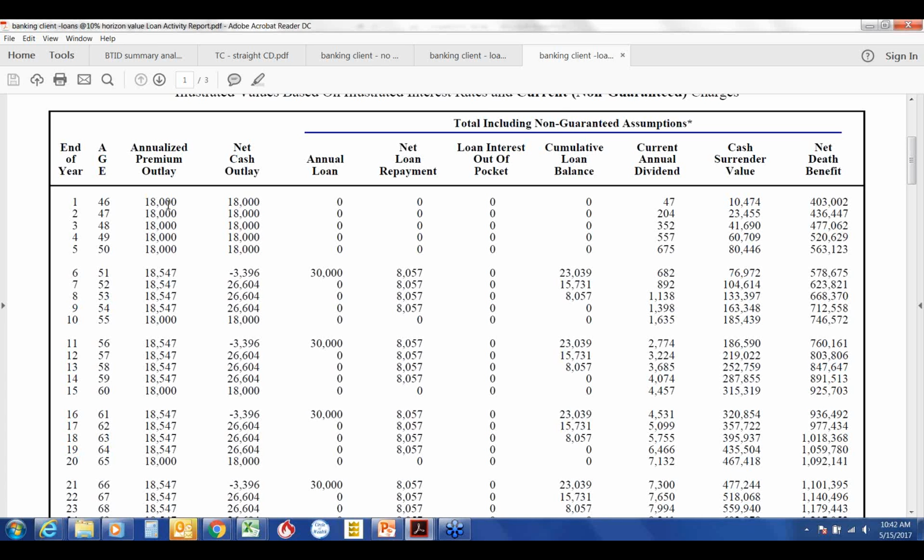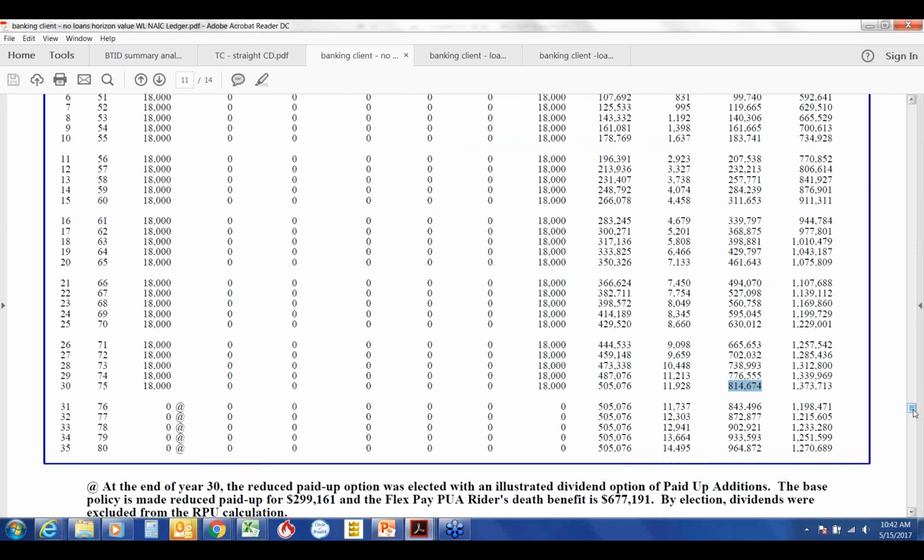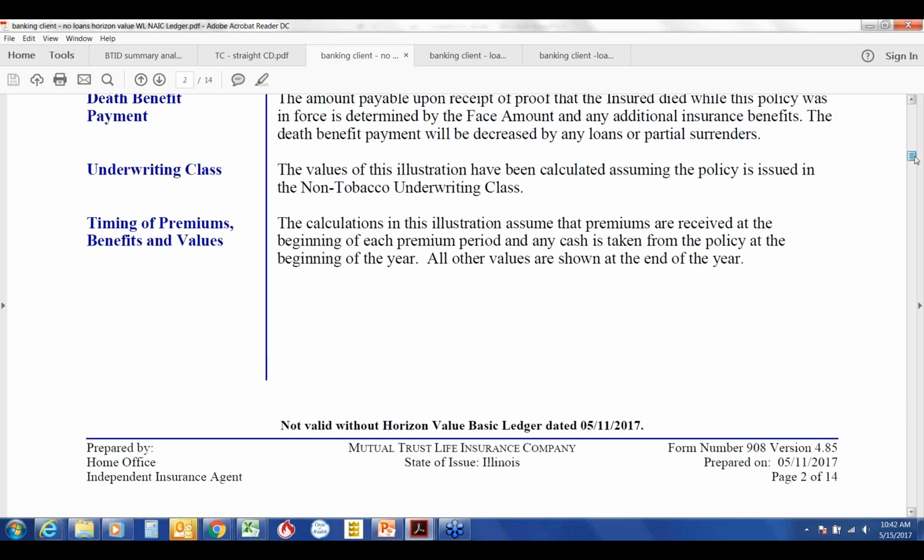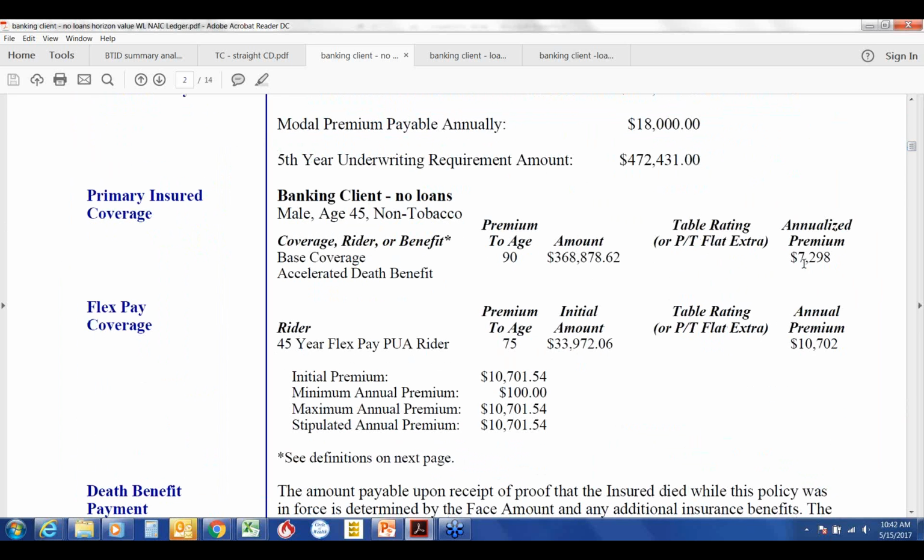This is an $18,000 total premium. Let's take a look at the build actually on this. In this one, of the 18,000, roughly 7,300 is going to base, 10,700 is going into the PUA rider. And again, they can vary how much they want to put in, anywhere from $100 up to the full 10,701. They can send the money in anytime they want, as often as they want. And so it has a great degree of flexibility.